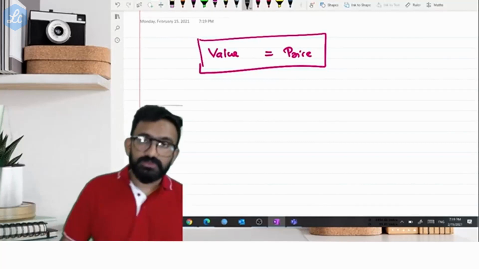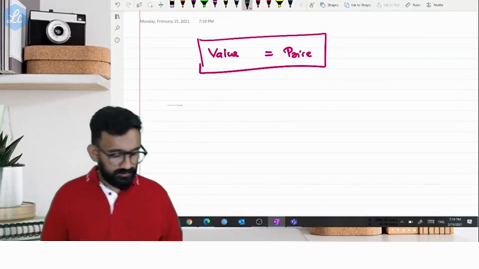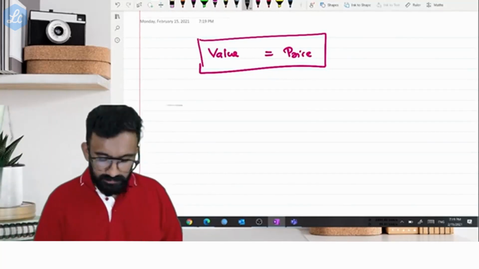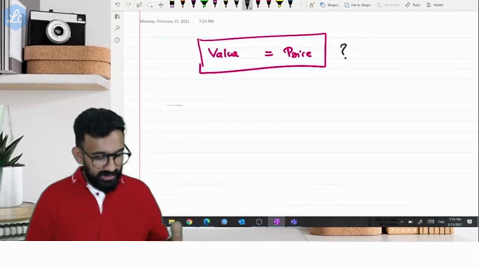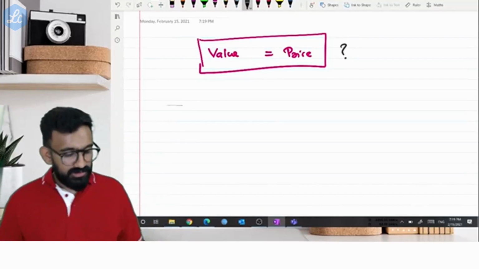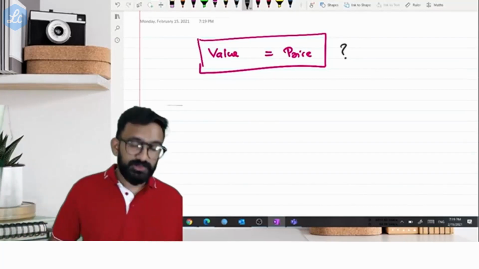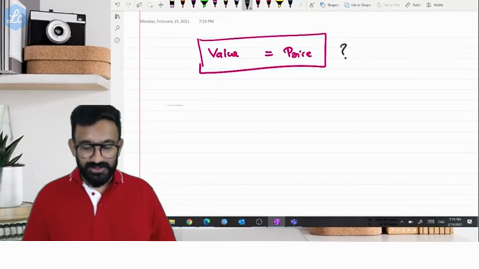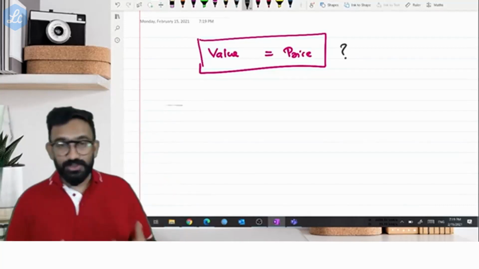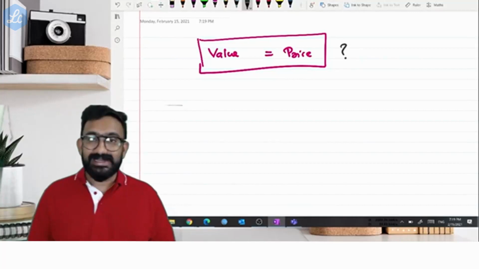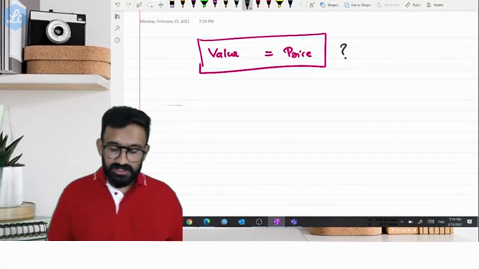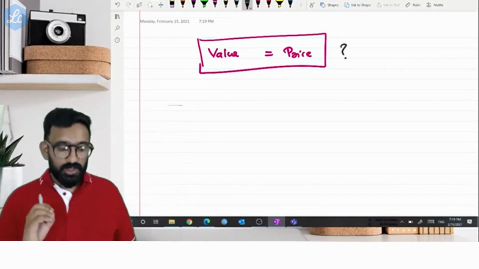When I say value, it is equal to price. Am I correct or not? I would recommend you to interact, all answers can be on the chat box. I don't want to assume that you're sleeping. So I'm assuming that you are awake and listening to me, so that you can quickly give me an answer on this. Whether this particular statement will hold true.